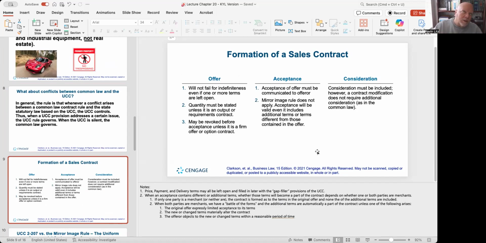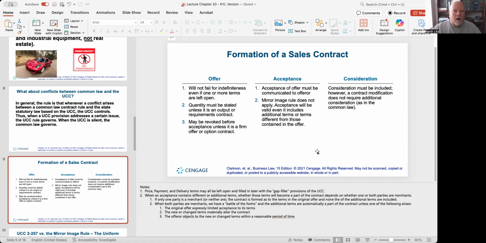Now, again, this is partly definition, part not. So we already talked about offer, acceptance, consideration, right, under regular contract law. Now we're talking about those same concepts under the Uniform Commercial Code, the sale of goods or a lease between merchants. All right, not with a consumer.